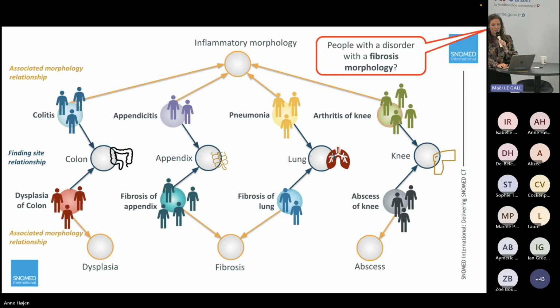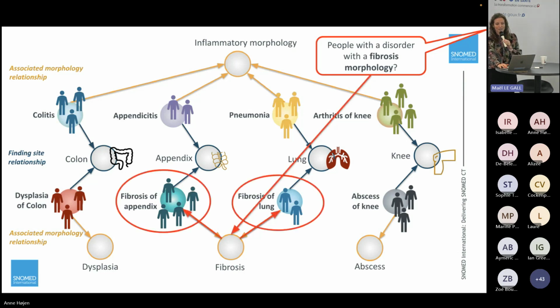And a similar example with fibrosis morphology. We would be able to find both those with fibrosis of appendix and those with fibrosis of lung just by saying, give me any diagnoses that have an associated morphology of any type of fibrosis.